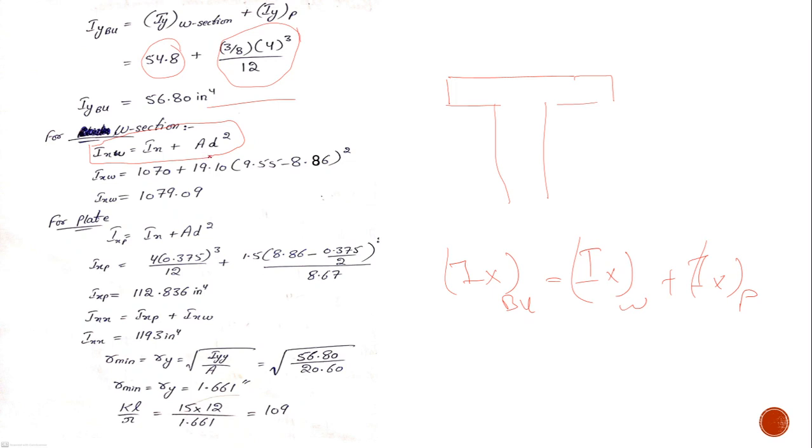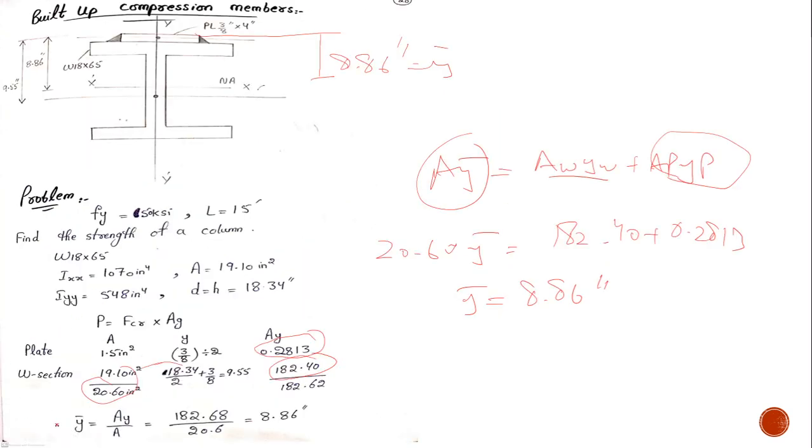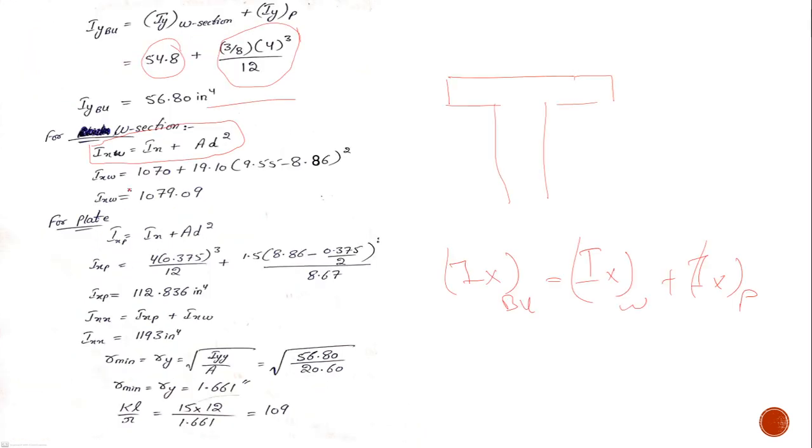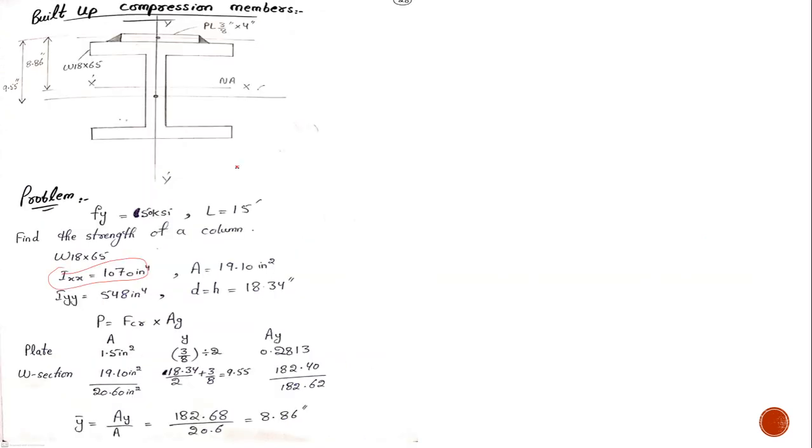It seems difficult, but it's very easy. So first, to find the Ix of W section, I have to insert values here. So in the first case, I have Ix of W section. It is there, very much there. Let me clear all the things here. Ix is there. This is very simple, straightforward. 1070. That's why it's 1070 here. Area of W section is 19.1. It's here.